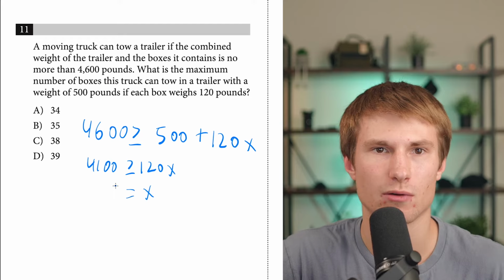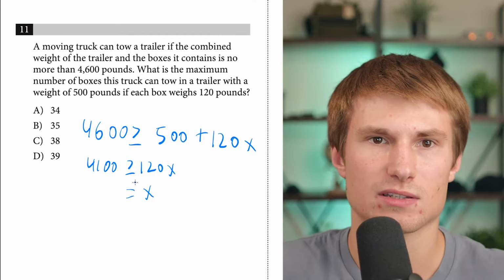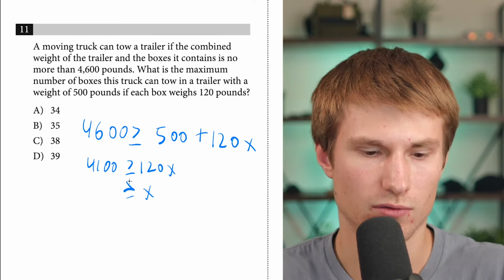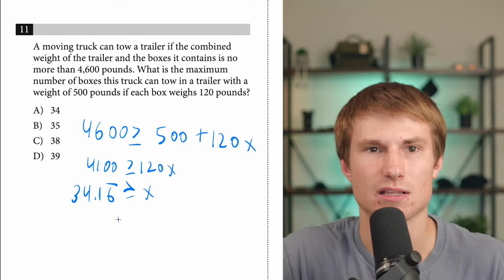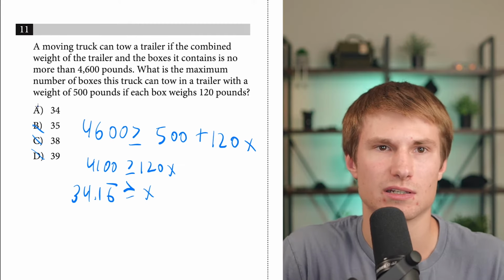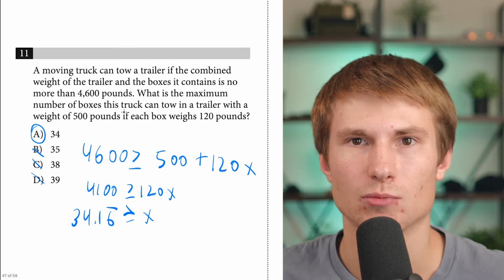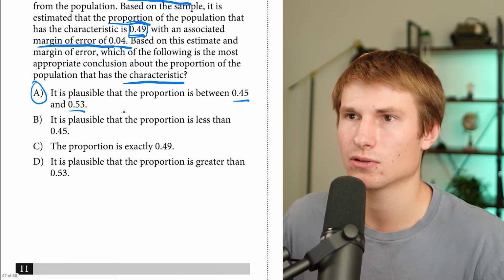Divide both sides by 120. Keep in mind this still has to be greater than. Okay, so 4,100 over 120. That's going to give us 34.16 repeating. Keep in mind we have to be less than or equal to that. Therefore, B, C, and D can't be correct. And so there's got to be A. That's the maximum number of boxes. Moving on to number 12.